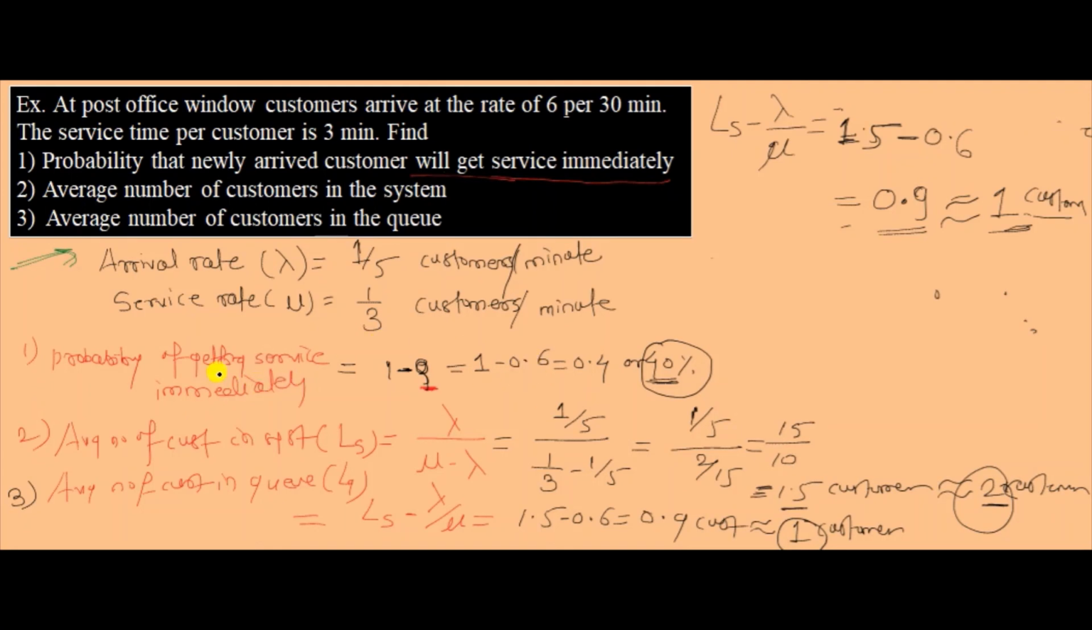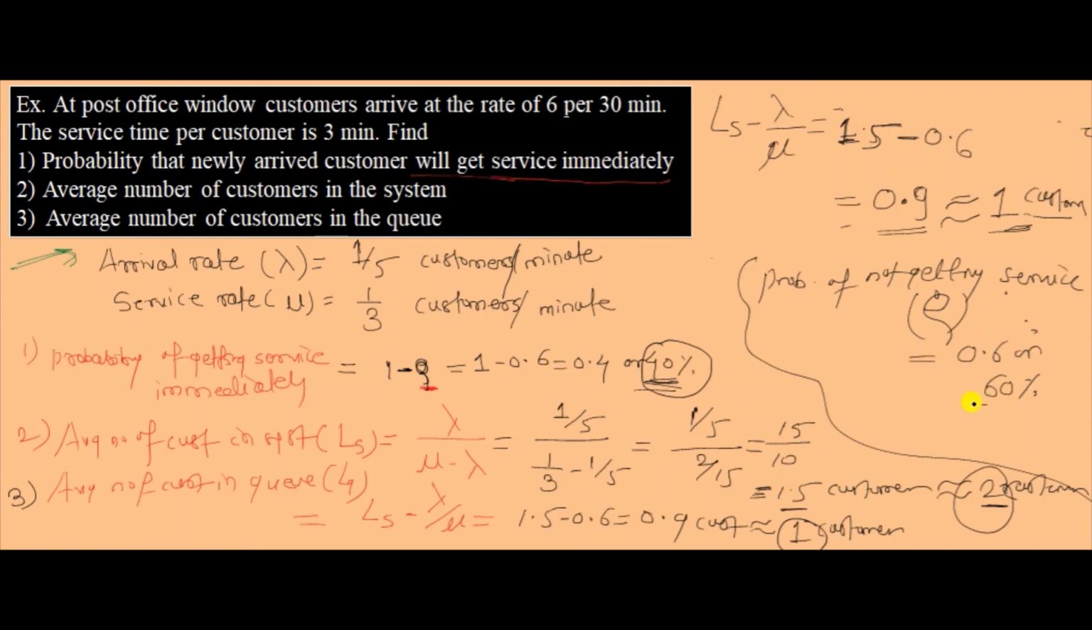So the answers are: probability of getting service immediately is 40%. If I want to ask a similar question in a different way, probability of not getting service is nothing but rho, and it is 0.6 or 60%. Not getting service 60%, getting service 40%. Not getting service can be easily calculated by lambda by mu, and 1 minus this will be getting service. So the answer is 0.40 for getting service, two customers in a system, one customer in a queue.